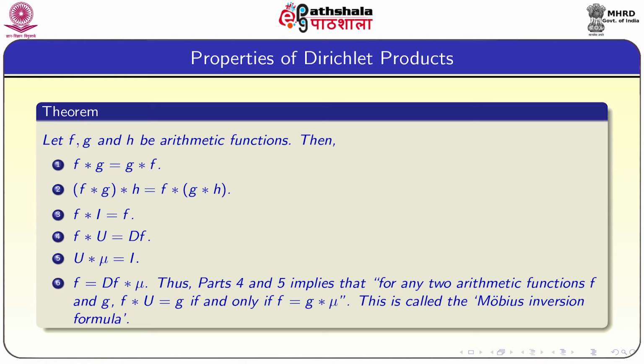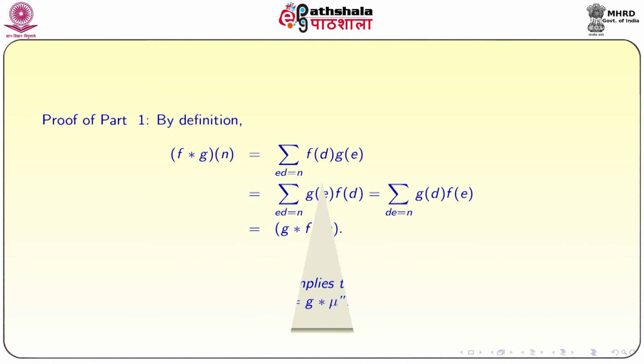Thus, parts 4 and 5 imply that for any two arithmetic functions f and g, f star u is equal to g if and only if f is equal to g star mu. This is called the Mobius inversion formula. So, we will prove all these parts one by one.